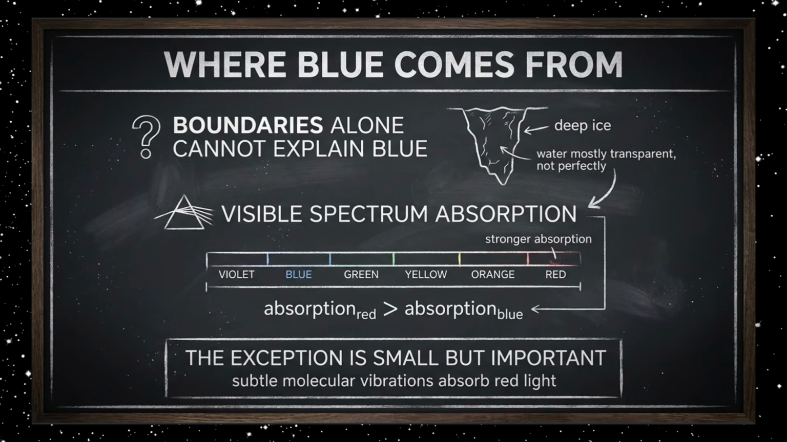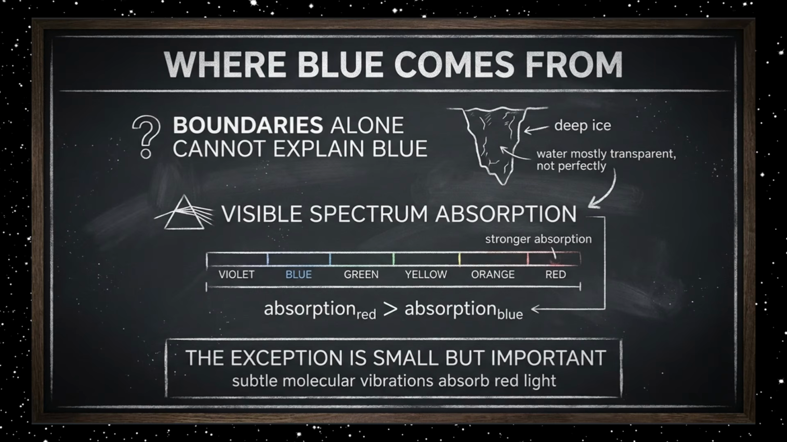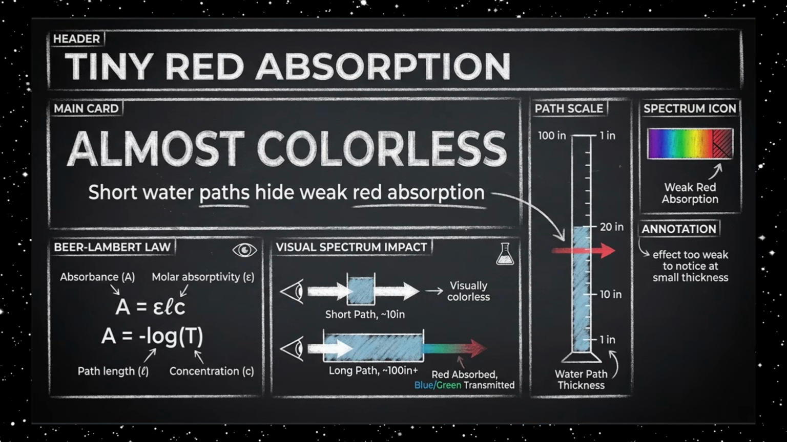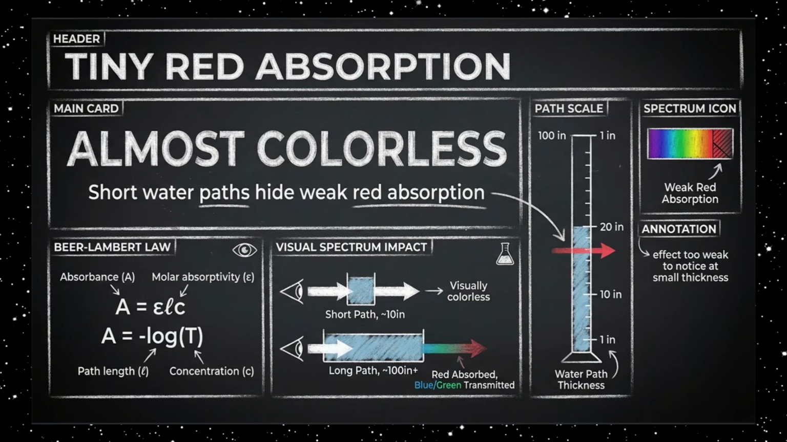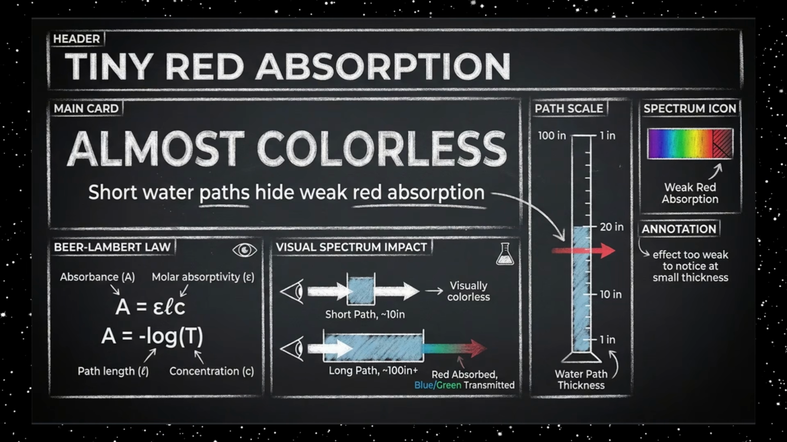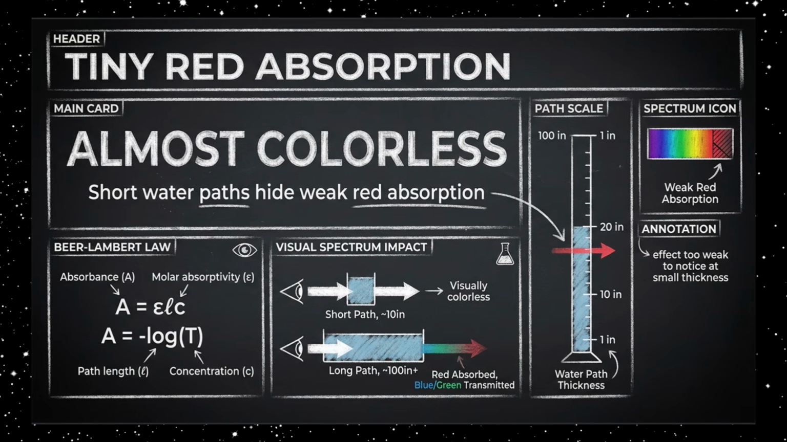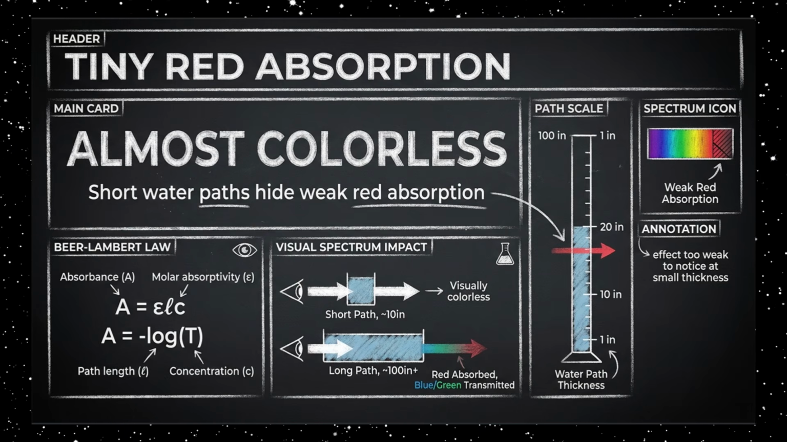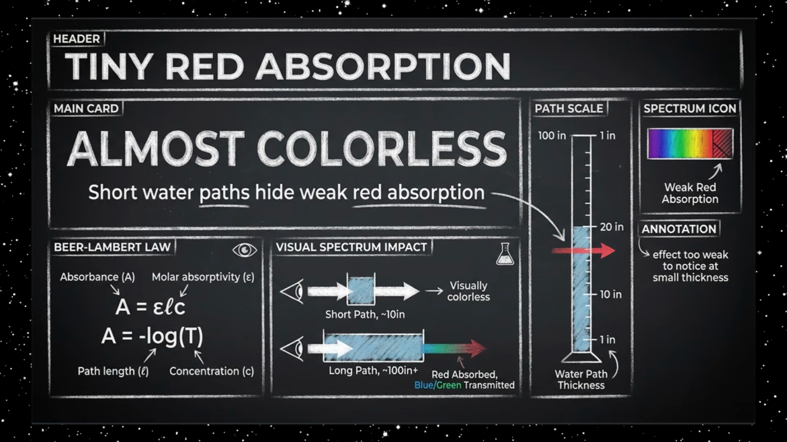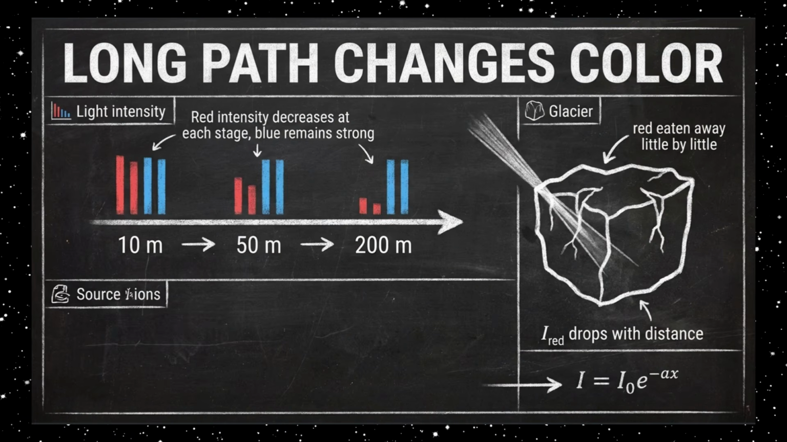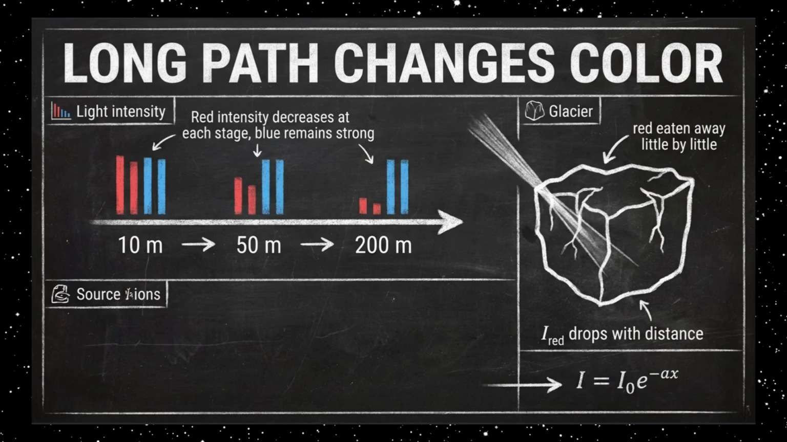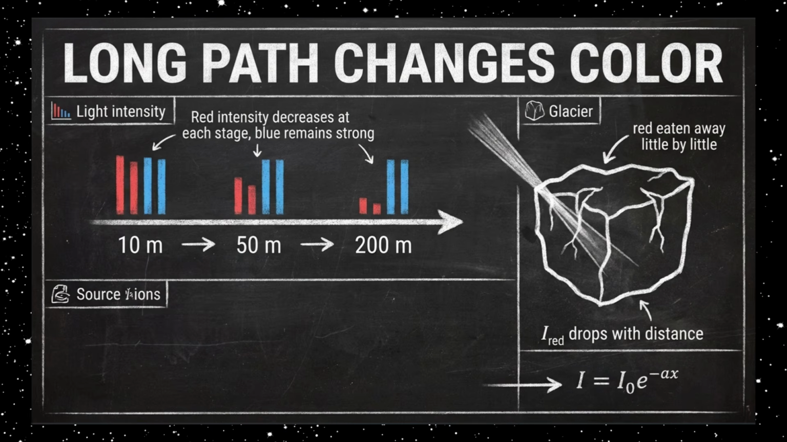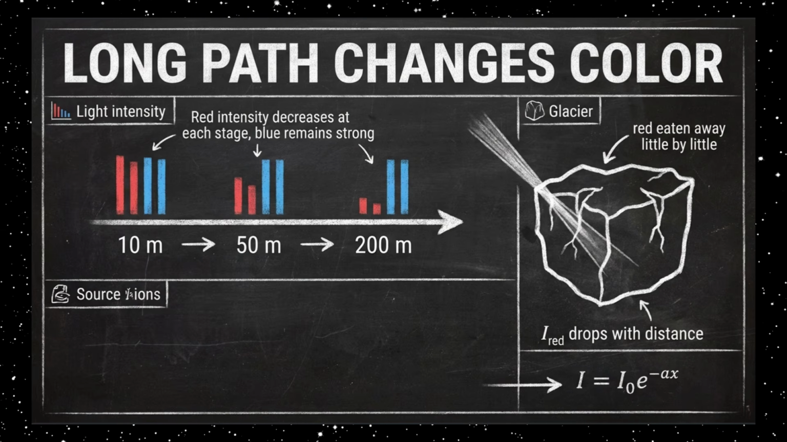Here is the answer, and it is very nice. I told you earlier that water does not absorb visible light. That is almost true. It is mostly true, but it is not exactly true. Water absorbs visible light a tiny, tiny bit, especially at the red end of the spectrum. Just a smidge. If you have 1 inch of water in front of you, you cannot tell. Even if you have 10 inches, 20 inches, 100 inches, the absorption is still so weak you would say the water is colorless. But if you have, say, 10 meters of water, or 50 meters, or 200 meters, that tiny bit of absorption starts to add up. The red light gets eaten away, little by little, mile by mile. The blue light keeps going.